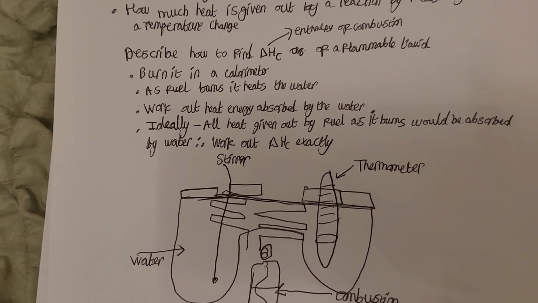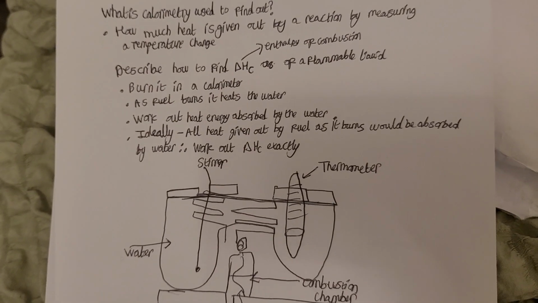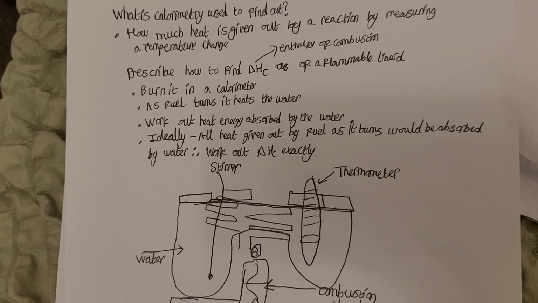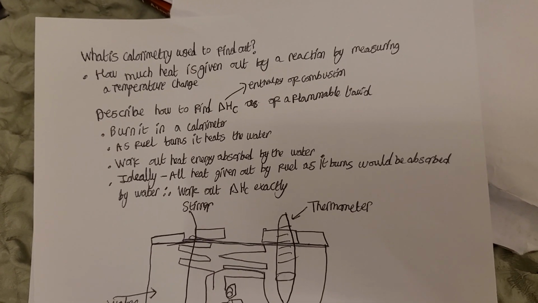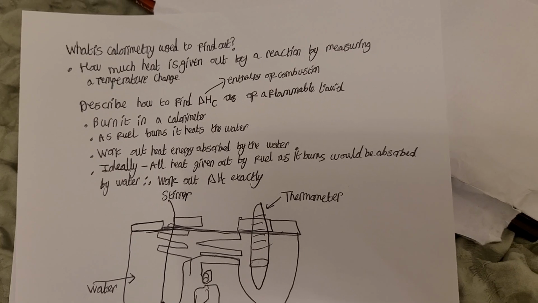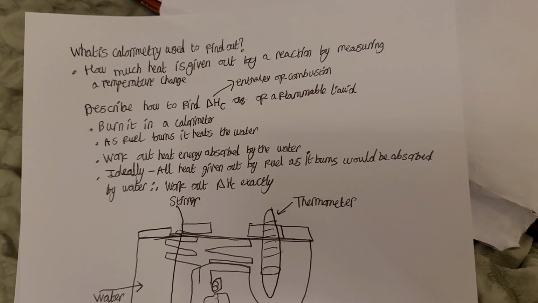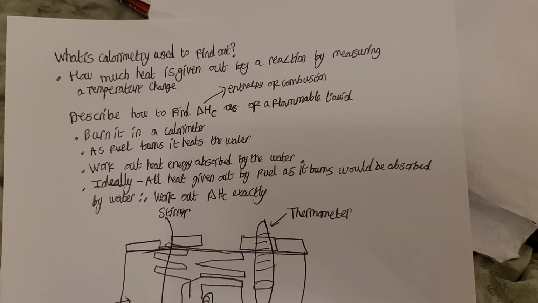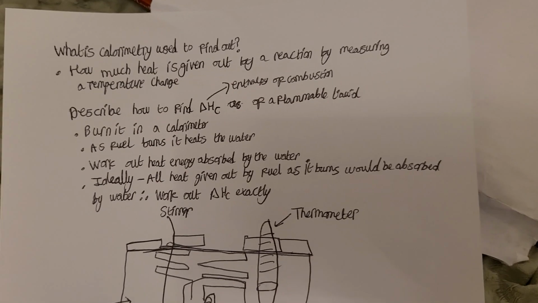What is calorimetry used to find out? Now, these things help us with our understanding. For titrations, they allow you to find out the concentration of an acid or alkali, or how much acid is needed to neutralize how much alkali.